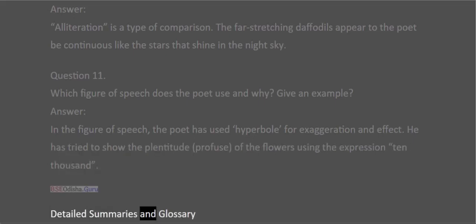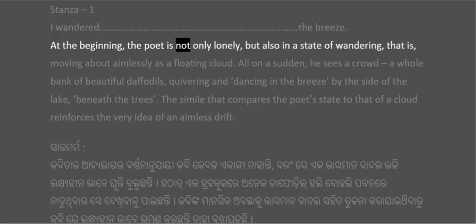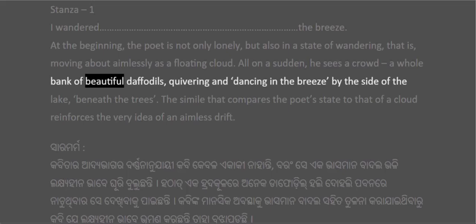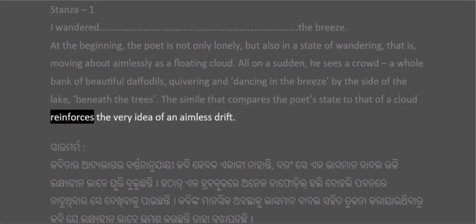Detailed summaries and glossary. Stanza 1. At the beginning, the poet is not only lonely, but also in a state of wandering, that is, moving about aimlessly as a floating cloud. All of a sudden, he sees a crowd, a whole bank of beautiful daffodils, quivering and dancing in the breeze, by the side of the lake, beneath the trees. The simile that compares the poet's state to that of a cloud reinforces the very idea of an aimless drift.